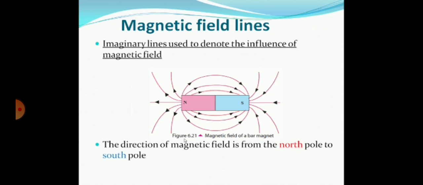What is a magnetic field line? These are imaginary lines used to denote the influence of the magnetic field. You can see some lines drawn from the north pole to the south pole of this bar magnet. The arrowhead indicates the direction of the magnetic field. It is always north pole to south pole. Field lines are generated from the north pole and end up at the south pole.